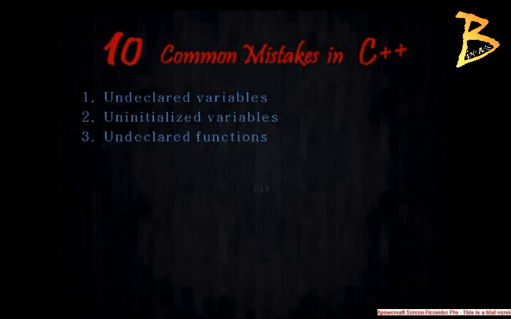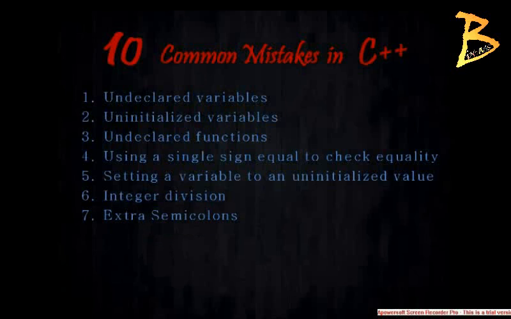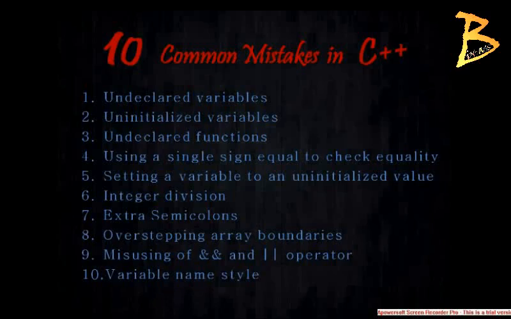Fourth is using a single equal sign to check equality. Fifth is setting a variable to an uninitialized value. Sixth is integer division. Seventh is extra semicolons. Eighth is overstepping array boundaries. Ninth is misusing AND operators and OR operators. And tenth is variable name style. So just check out the video.